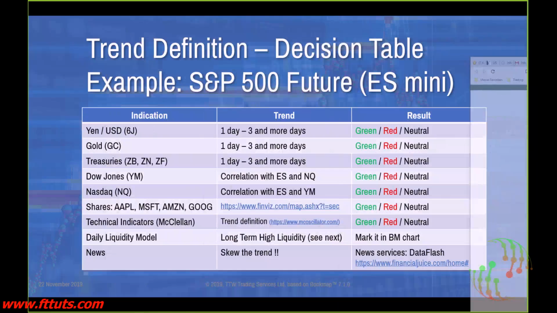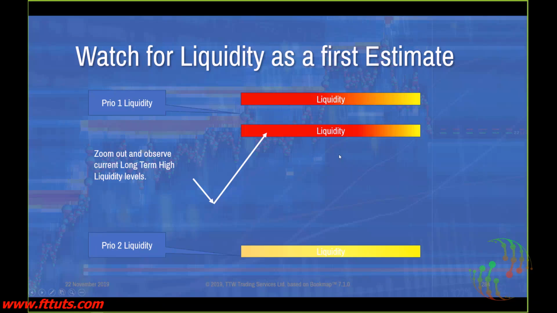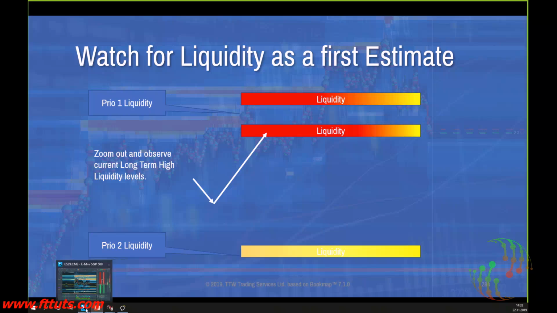So what we see overall in the preparation of our daily trading is that the ES is weak. We have more chances for downside than for the upside at the moment. And please think about that news can skew the trend. If anything happens, all this what we have on our chart and our decision table is past. What we talked about yesterday also: watch for liquidity as first estimate. That's what I mentioned before.